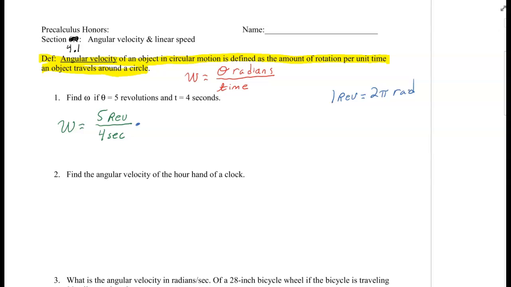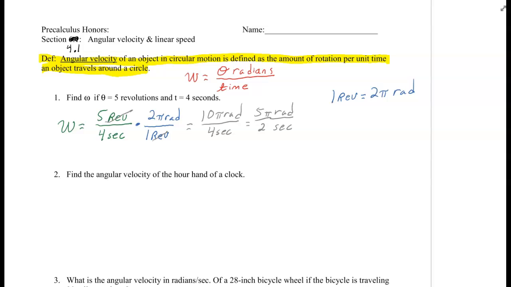So I need to multiply by 1 creatively. Since I want the revolutions to reduce, I'm going to put 1 revolution in the denominator and 2 pi radians in the numerator. When you do that, you can see that the revolutions reduce. So this simplifies to 10 pi radians per 4 seconds, which is 5 pi over 2 radians per second. So the definition of angular velocity is radians over time.